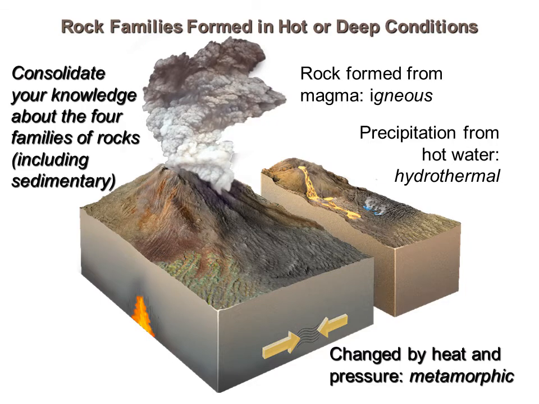Okay, so hopefully you've got this all written down on your little table, and that has consolidated your knowledge about the 4 families of rocks, including sedimentary. Basically, sedimentary is made of pieces of rock. Igneous is made from melted rock. Metamorphic is made from high heat and pressure without melting. And hydrothermal is precipitation from hot water.